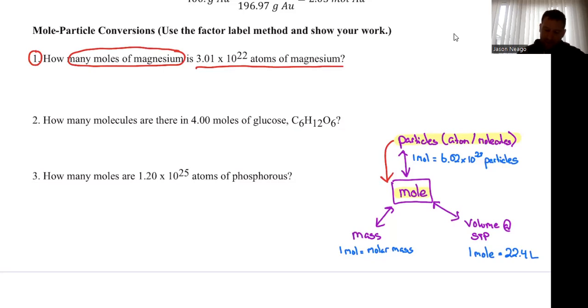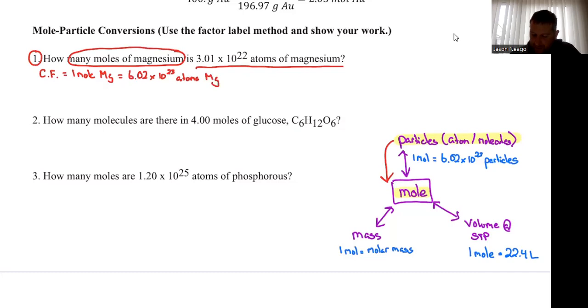Now, I highly recommend that you actually write out your conversion factors. So my conversion factor is equal to 1 mole. So 1 mole of what? 1 mole of magnesium, Mg, is equal to 6.02 times 10 to the 23rd atoms of magnesium.